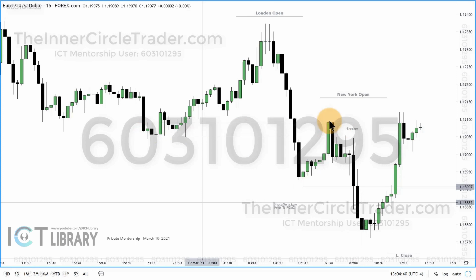Beautiful delivery up into New York open. Breaks down. Optimal trade entry hits the low end of the breaker or discount low. Price breaks lower and takes out that short-term low prior to FOMC, and then ultimately moves approximately 10 pips below the short-term low prior to FOMC run-up.